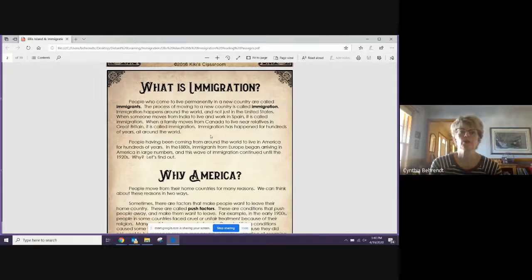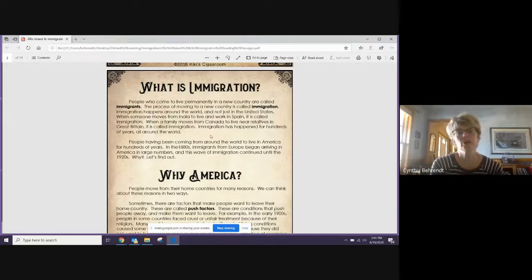So just for today, we're going to read, what is immigration? People who come to live permanently in a new country are called immigrants. The process of moving to a new country is called immigration. Immigration happens around the world and not just in the United States. When someone moves from India to live and work in Spain, it is called immigration. When a family moves from Canada to live near relatives in Great Britain, it is called immigration.